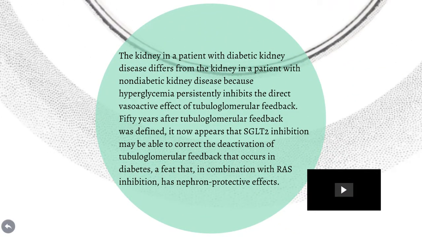The kidney in a patient with diabetic kidney disease differs from the kidney in a patient with non-diabetic kidney disease because hyperglycemia persistently inhibits the direct vasoactive effect of tubuloglomerular feedback. 50 years after tubuloglomerular feedback was defined, it now appears that SGLT2 inhibition may be able to correct the deactivation of tubuloglomerular feedback that occurs in diabetes, a feat that, in combination with RAS inhibition, has nephron protective effect.